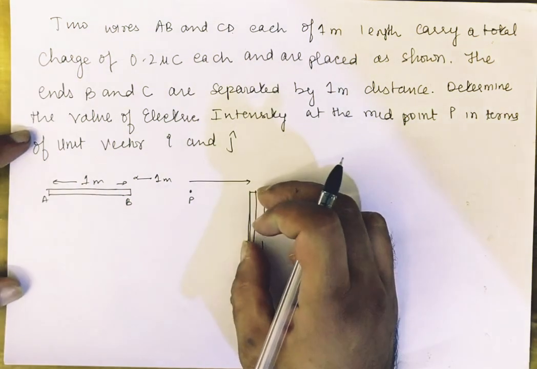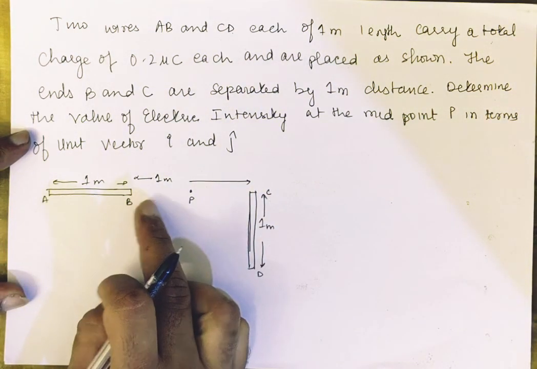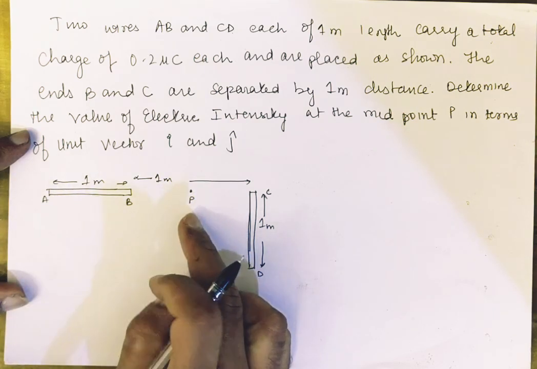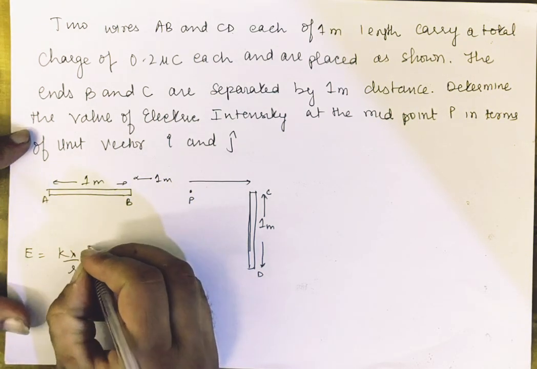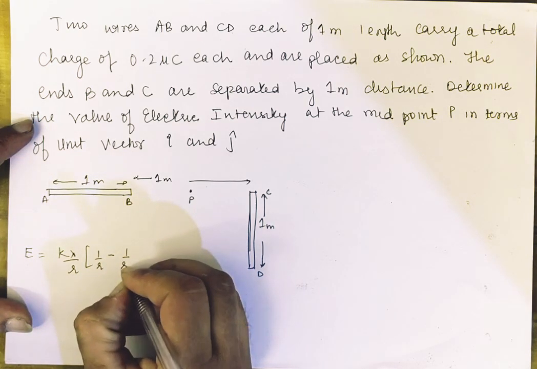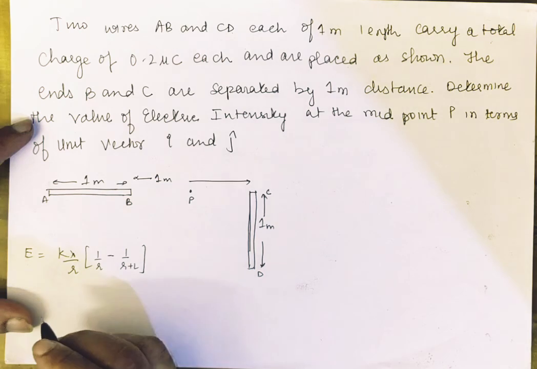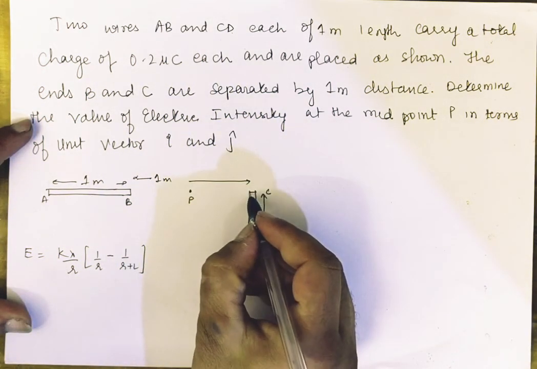So see, first we need to know the formulas we have to use for these two wires. This is a finite wire where P is an axial point. For an axial point of a finite wire, the formula is K lambda by R times (1 by R minus 1 by R plus L). That is the formula for a finite wire on the axial point. For this point, there are two components.